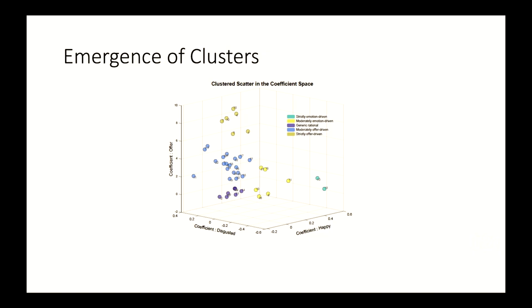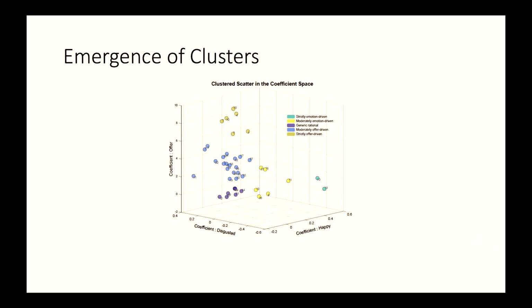Then this yellow here is moderately emotion driven. So you can see the coefficients are more towards the happy coefficient, right. Then on the top, that is strictly offer driven, the light blue is moderately offer driven, and the purple is generic rational. So they are not influenced by pretty much either offer or emotion, okay. If you just play it, they are always sort of accepting or tend to accept everything.